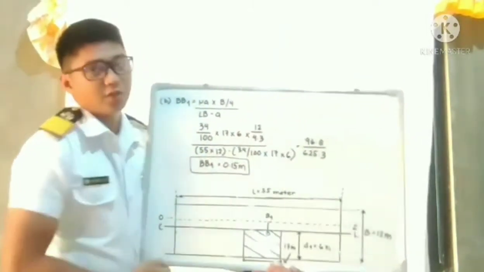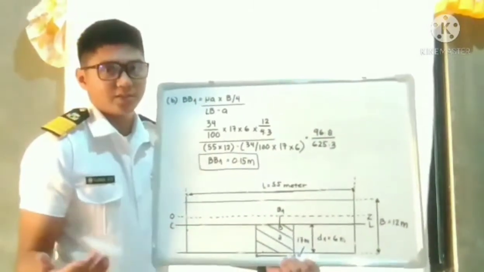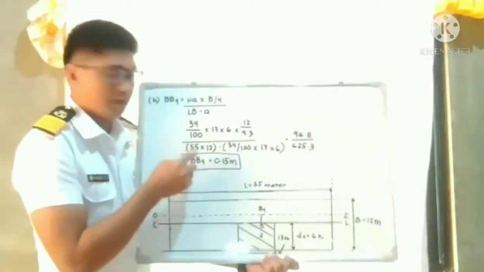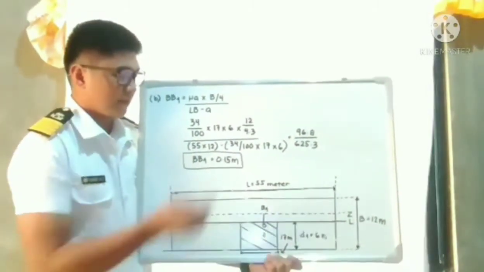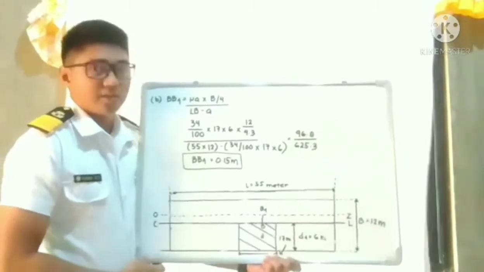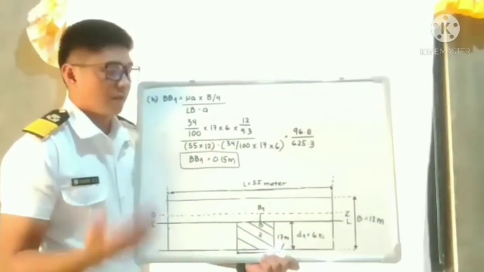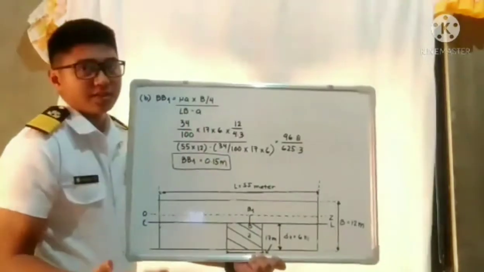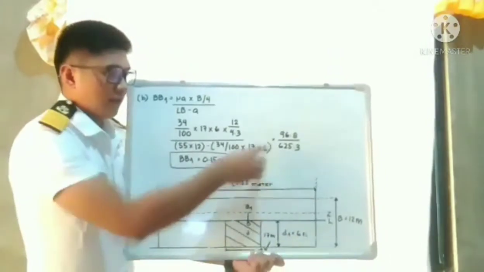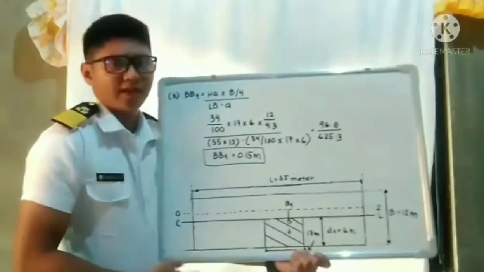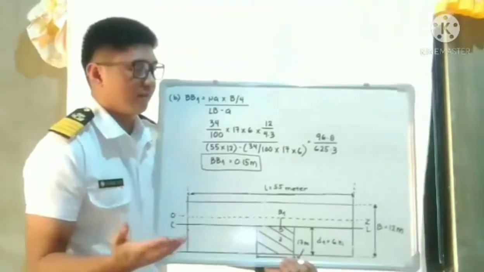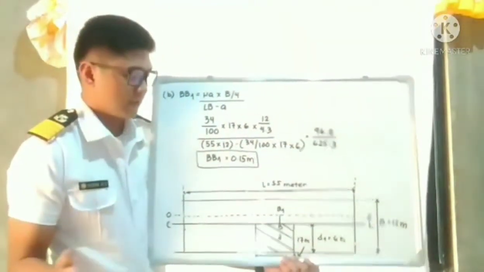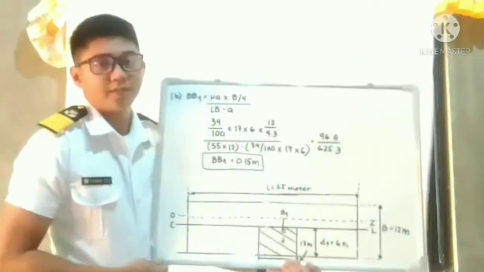So you get the value of 96.8 as your numerator. For the denominator, 55, the length of the box-shaped vessel, times 12, the breadth, minus the permeability of 34% divided by 100, times the compartment amidships, times the 6, which is half of the breadth. You can get the value of 625.3. Likewise, with the letter A method, you divide the numerator and denominator value, and you get the BB1 of 0.15 meter.